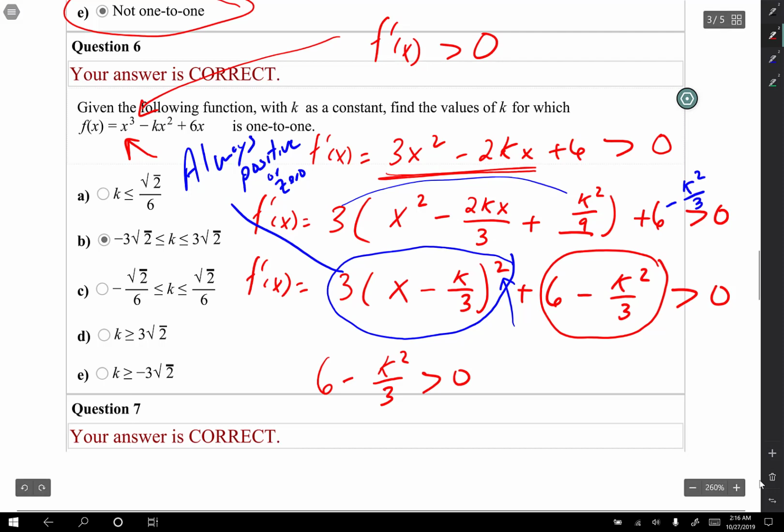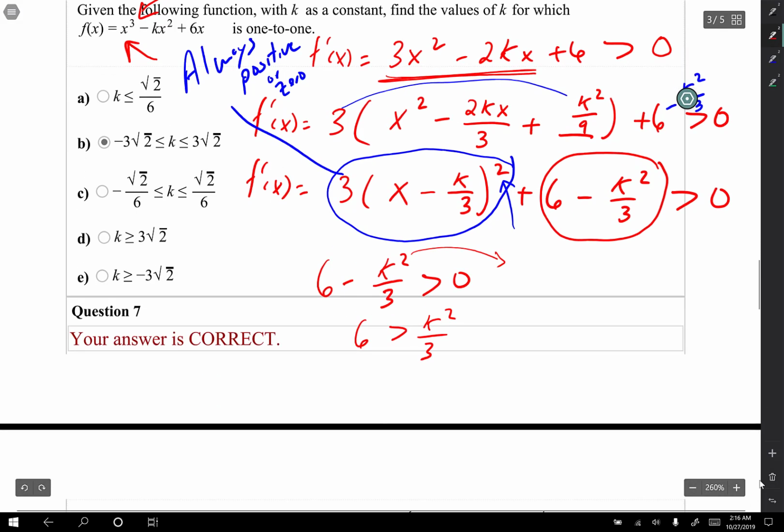All right, so now I'm just going to solve for k, guys. I'm going to move the k squared over 3 to the right. So I have 6 is greater than k squared over 3. And I'm going to rewrite this, guys, because I like to have what I'm solving for on the left-hand side. So I'm going to write k squared over 3 is less than 6. So times 3 on both sides, and I'll have k squared is less than 18.